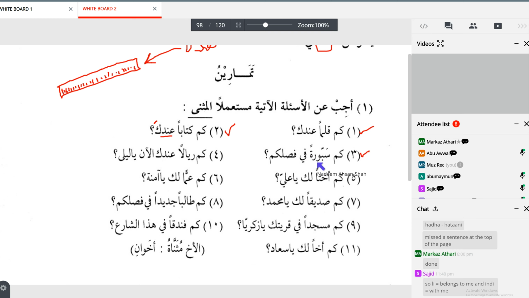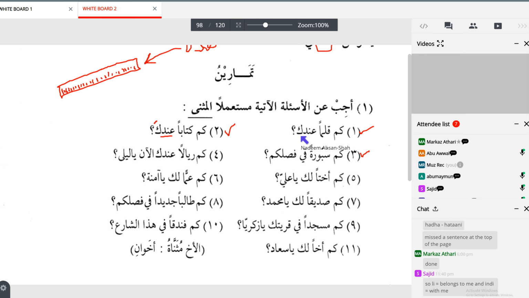Go ahead. سبورة في فصل. عندي سبورتان في فصلكم. Aha, be careful akhi, you've got to think of the combination here. Because he didn't ask you "Kam saburatan indaka," how many do you have, what do you own. He says "fi faslikum," in your classroom, all of you. So what's the opposite of it? Because over here for indaka the opposite is indi.